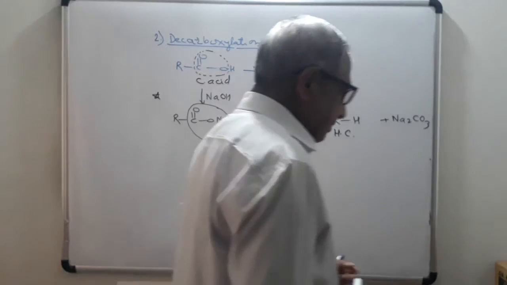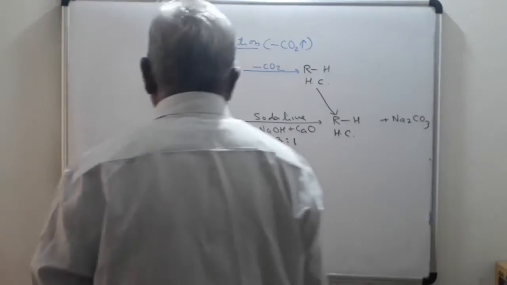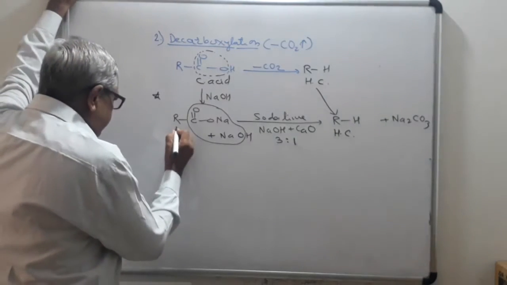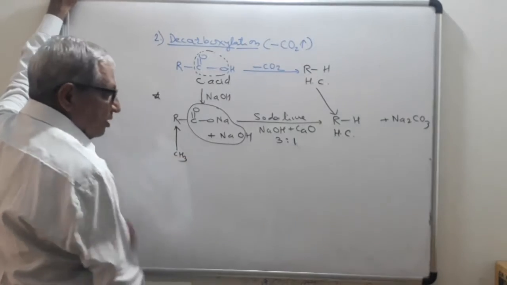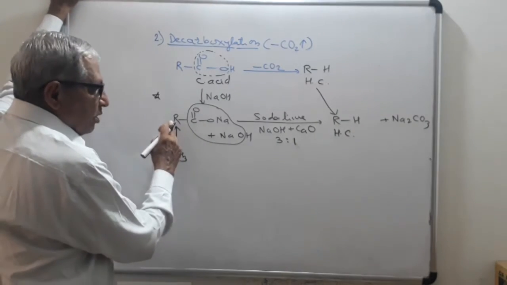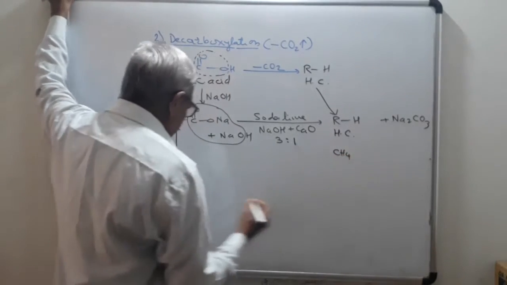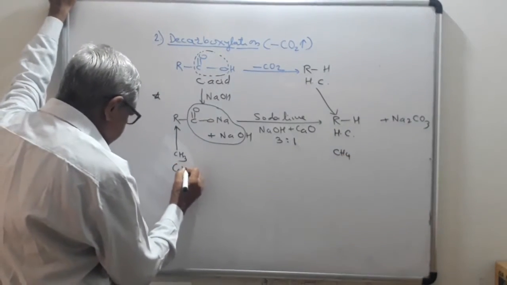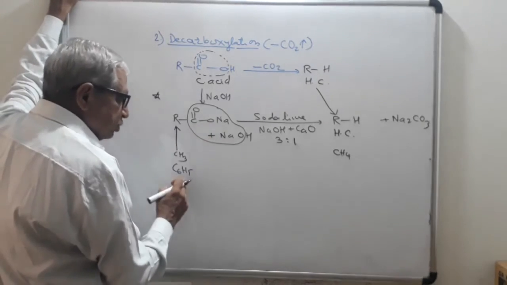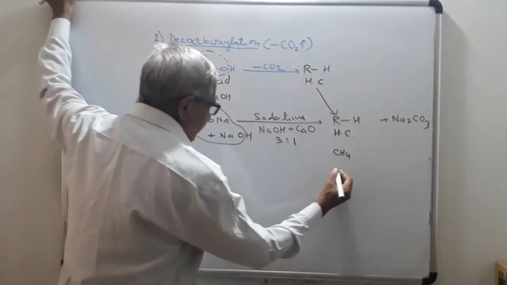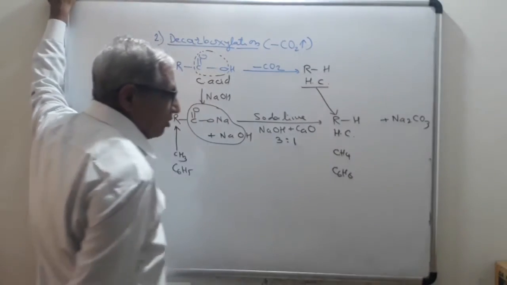Now take the examples here, reactions of the hydrocarbon. Put R equal to CH3. This will become the sodium salt of acetic acid, and you will get methane. Put R equal to C6H5. You will get the sodium salt of benzoic acid, and you will get benzene. Therefore, the term is hydrocarbon, not alkane.